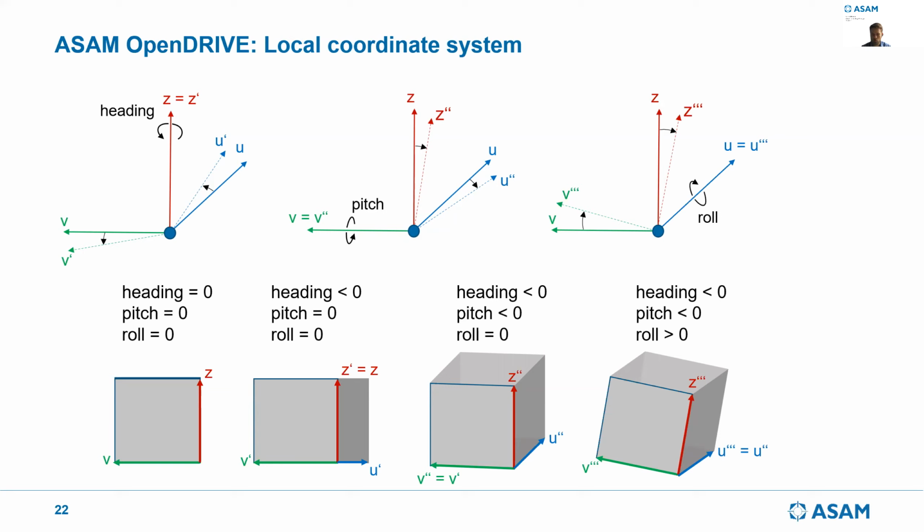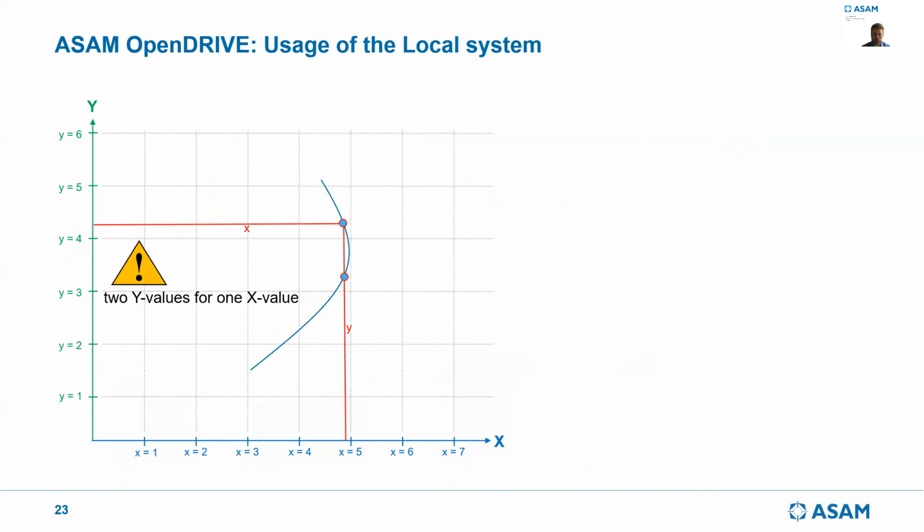Okay, so the question is, why would I need a local coordinate system? Why can't I just place all my objects in my inertial coordinate system? Well, let me show you this. So for example, you want to place a curve for whatever reason with the mathematical functions in the inertial coordinate system, and at that point I would have a problem because I would have 2 points on one curve, and well, math doesn't like that really much.